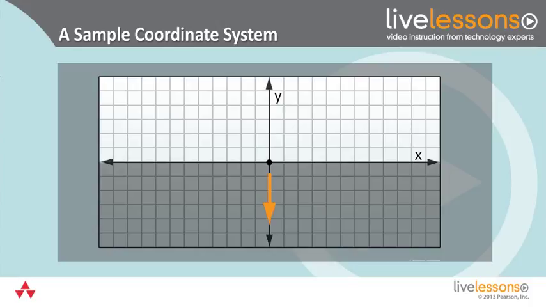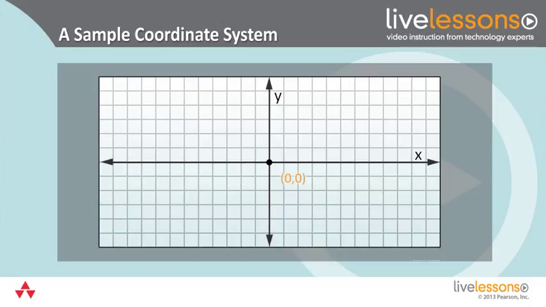We can look at a few sample points here. We have our origin, which is labeled as 0, 0. It's not in any direction from itself. It's right on top of itself. Now, if I were to move 2 spaces to the right and 2 spaces up from the origin, I would be at positive 2, comma, positive 2. The first 2 represents the x-axis and the second 2 represents the y-axis.